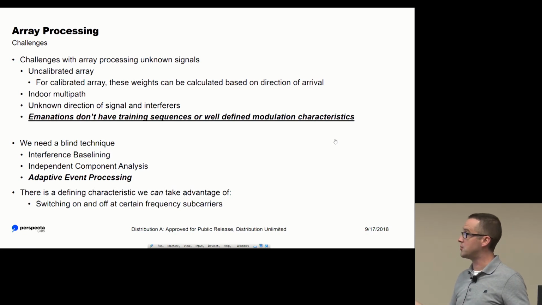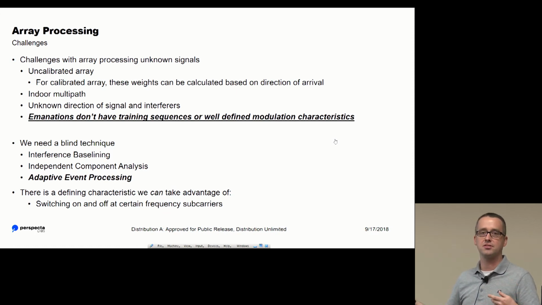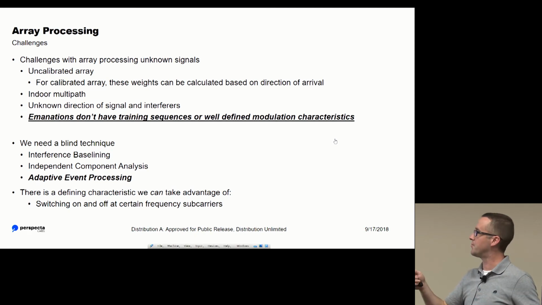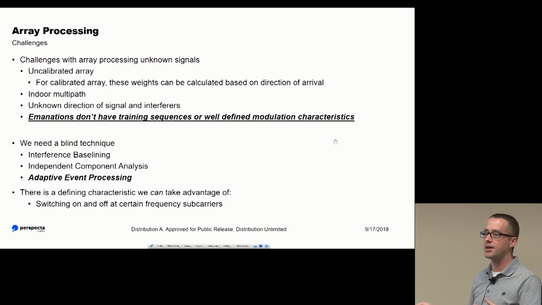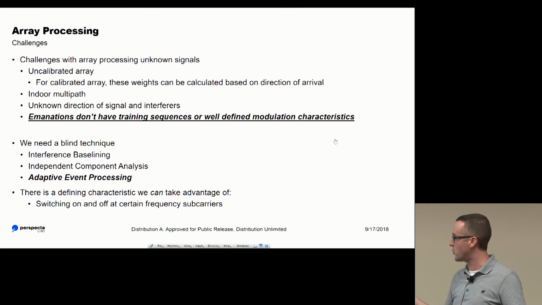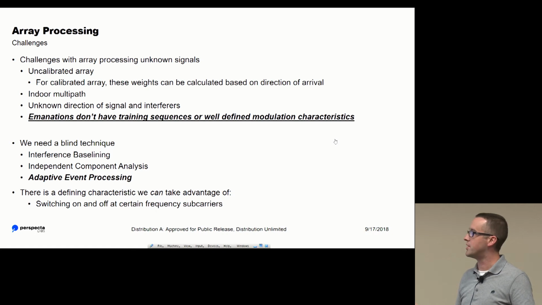So the biggest issue is that the emanations from these devices don't have a clear training sequence. It's not like a typical comm system like LTE beamforming, where we have these pilot symbols that we can do the maximum likelihood equation and find the direction to beam steer towards. So we need some sort of a blind technique. Well, there's one characteristic that we've seen in these devices is that at particular frequencies, no matter what the code is running, we see it switch on and off. There's an on and off switching characteristic that we want to take advantage of. And that's where adaptive event processing as a technique to calculate these weights comes in.